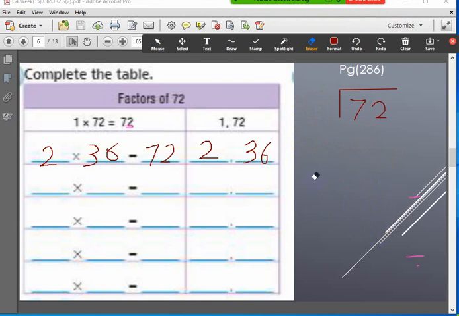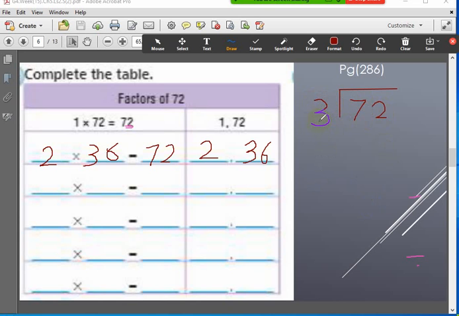Because the rule told me if the sum of the digits is divisible by 3, that means the number is divisible by 3. Sum the digits. 7 plus 2 equals 9. Can I divide 9 by 3? Yes. That means this number is able to be divided by 3. Let's see if we divide it by 3.